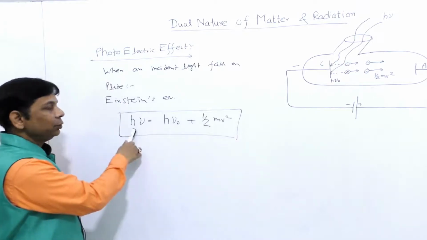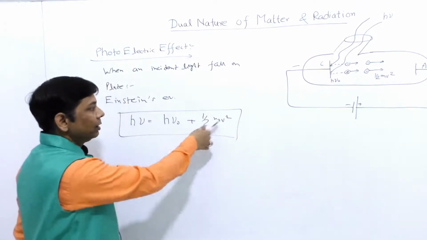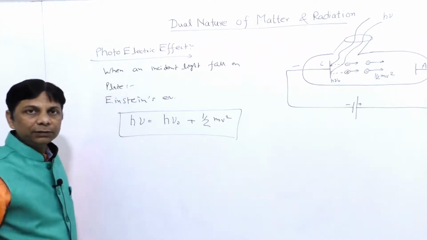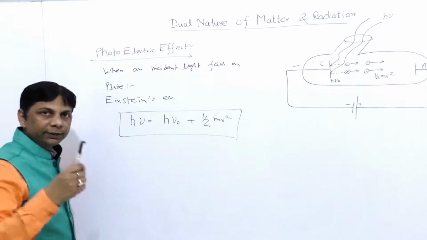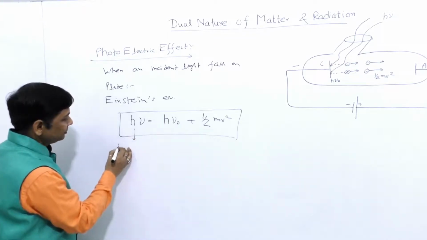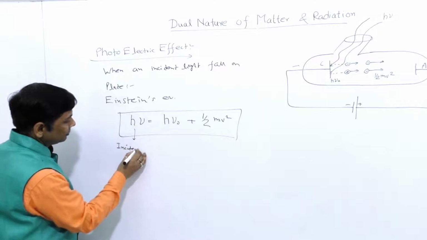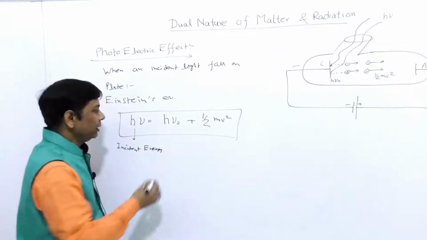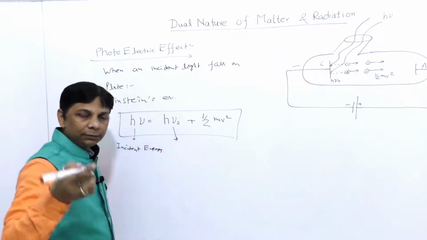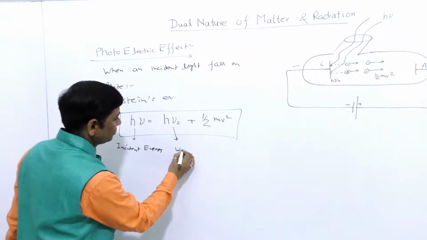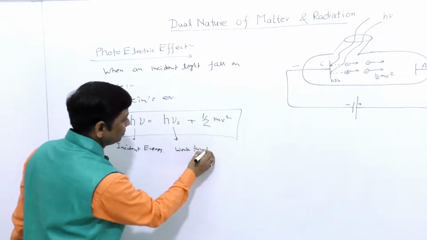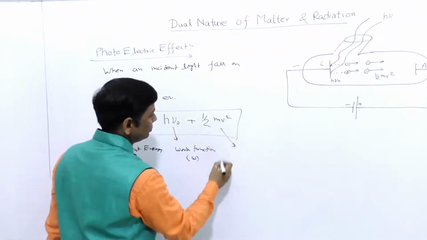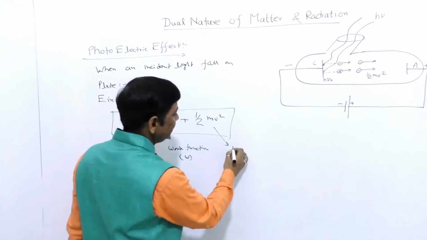This equation, h nu is equal to h nu naught plus half mv square, is Einstein's equation of photoelectric emission, in which h nu is the incident energy or the incident light, h nu naught is the work function, sometimes denoted by W, whereas half mv square is the kinetic energy.